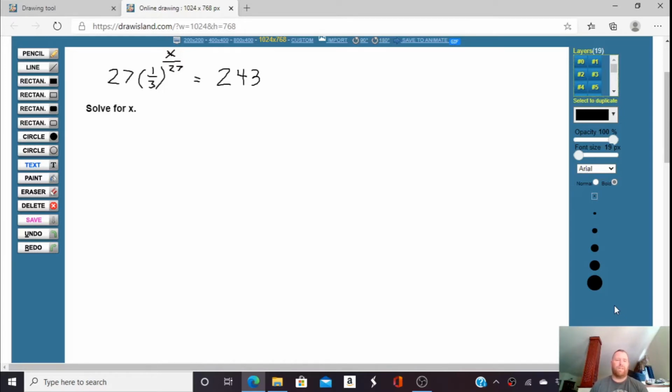So we have 27 times (1/3) raised to the x over 27 power equals 243, and we want to solve for x. So this problem looks pretty difficult, but let's break it down.